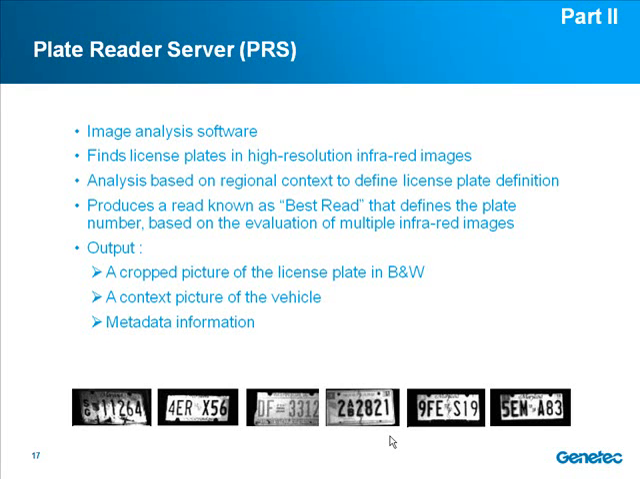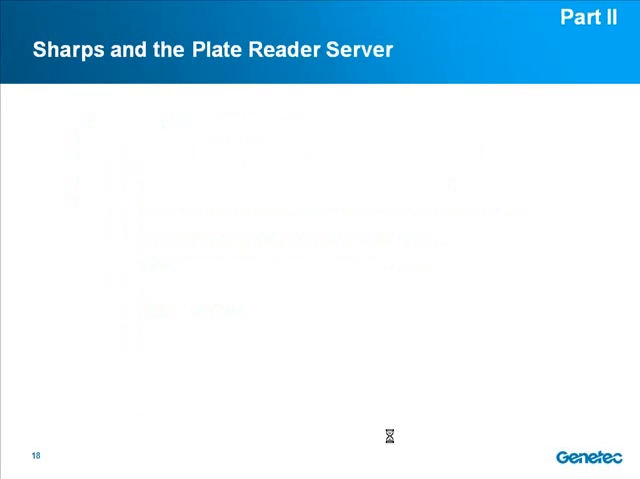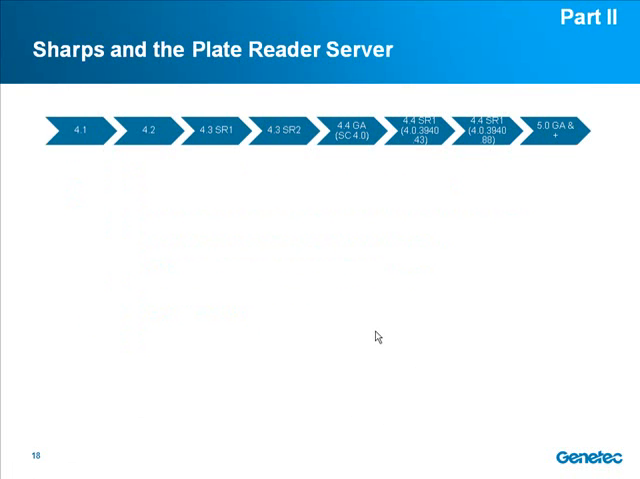Now let's take a look at the versions of the Plate Reader Server. These are all the current versions of the Plate Reader Server software for Sharp systems. The first thing to point out is that anything on or prior to version 4.3 SR2 is for use with the AutoView system. After that, we started using Security Center, so for example, the Plate Reader Server version 4.4 GA is compatible with Security Center 4.0 GA.